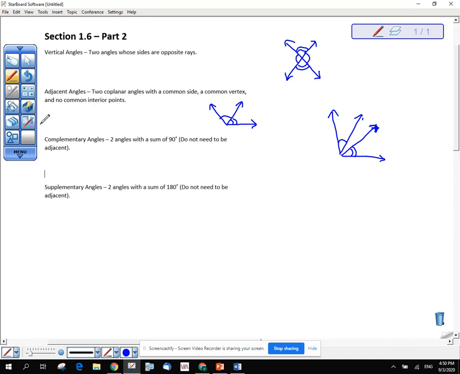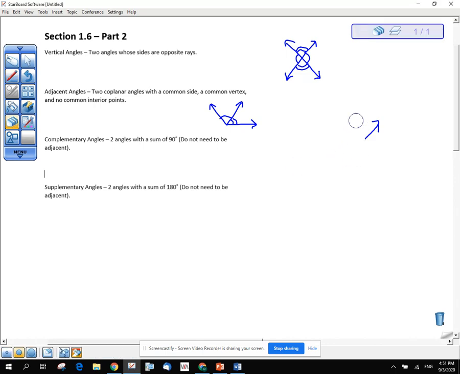What if they didn't have a common vertex? I can think of an example that would look like that too. What if we had something like this? Two angles, and they were like this. This angle and this angle. Are those adjacent? They're coplanar. They have a common side, right? This is a common side here. It helps to form both angles. They don't have any common interior points, but they don't have a common vertex. So these would not be adjacent angles either.